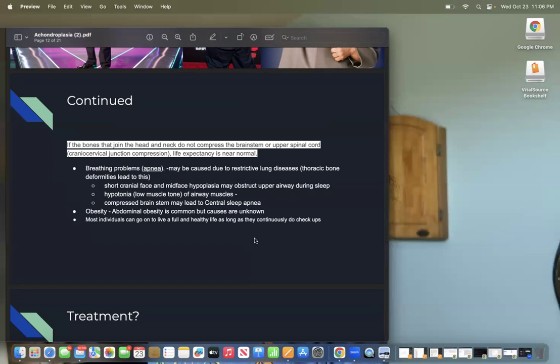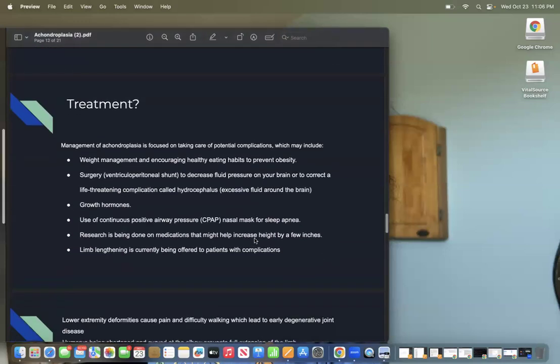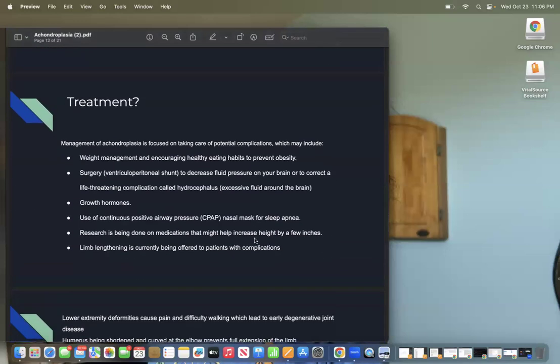Most individuals can go on to live a full and healthy life as long as they continuously do checkups with their doctor. So, of course, management would be weight management for any excessive weight that they might carry or put on. There also is surgery with the ventricular peritoneal shunt, which is to decrease fluid pressure on your brain or to correct the life-threatening complication called hydrocephalus, which is excessive fluid around the brain, which sometimes happens with their enlarged head.